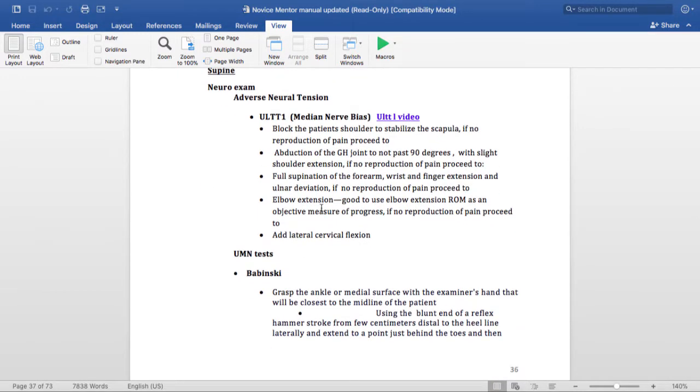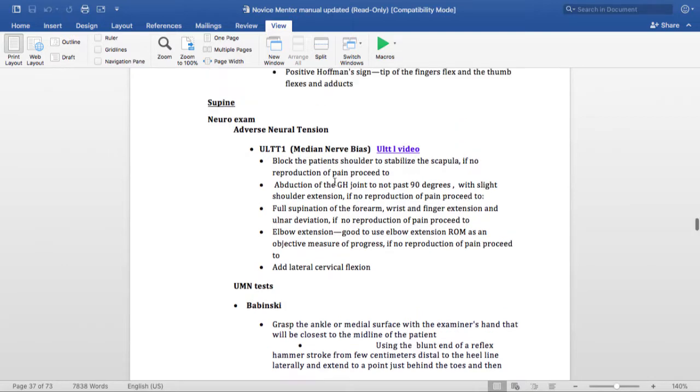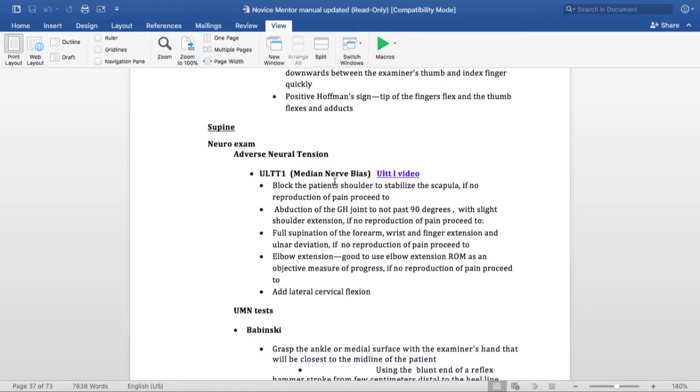You can practice upper limb tension test. The biggest thing for me is that when you do upper limb tension test 1, the key component is you block the patient's shoulder to stabilize the scapula. You go through each component of it, make sure you're not pushing down, but you're just blocking it. And the key to any kind of neural testing is to make sure there's normal range in each joint before you start to test. Upper motor neurons again for supine, Babinski. You can do that if needed.